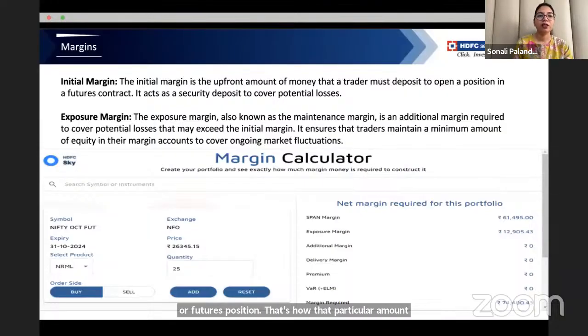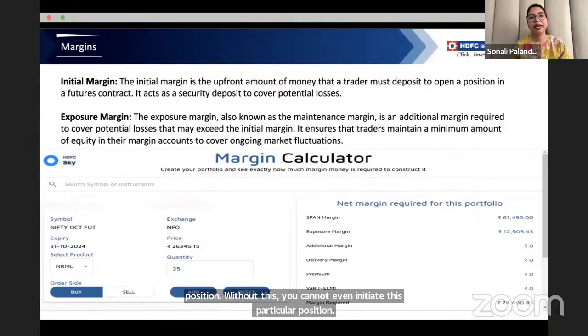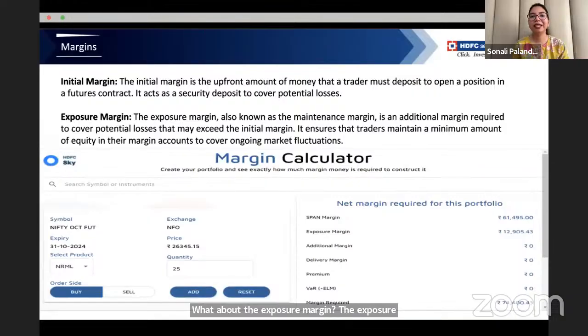All right, so the first thing is initial margin. So initial margin is the upfront amount of money that a trader must deposit to open a position. So this is something which is required to just initiate that position. Okay, without this you cannot even initiate this particular position. What about the exposure margin? The exposure margin, also known as maintenance margin, is an additional margin required to cover potential losses.